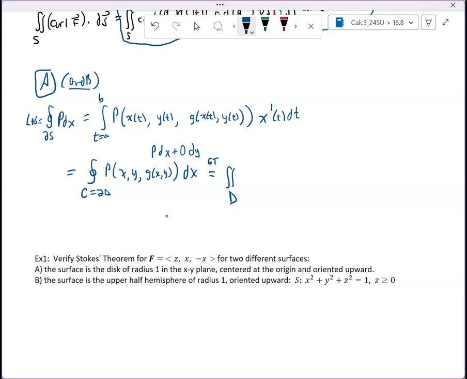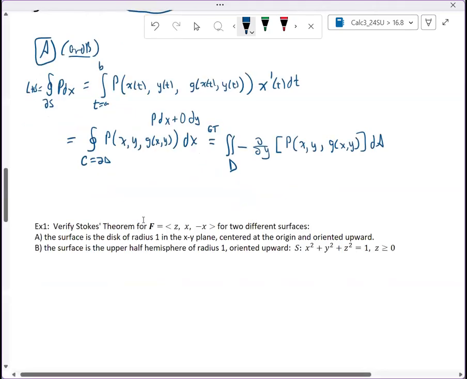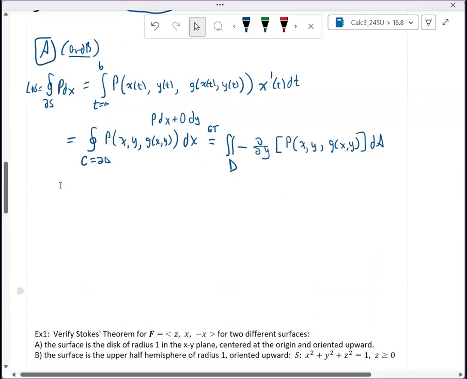So dq dx is 0 minus d dy of p of x comma y comma g of xy dA, where we're now dealing with a double integral in actual two dimensions in the xy plane. And let's see what this integral turns out to be. That's negative the double integral over D.